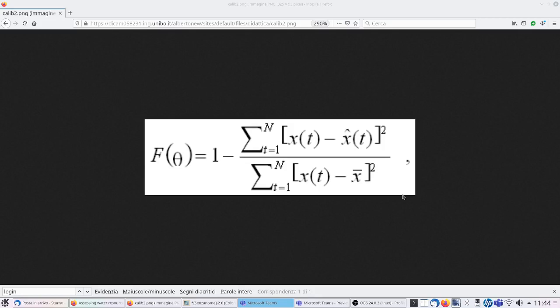And let's say that, first of all, this is called, and you see the name in the web page, the Nash Sutcliffe efficiency. And let's emphasize a concept. What happens if this objective function takes a value of 0? It takes a value of 0 when, if you look at the ratio on the right-hand side, the sum of squares is equivalent to the sum of squared differences from the mean.